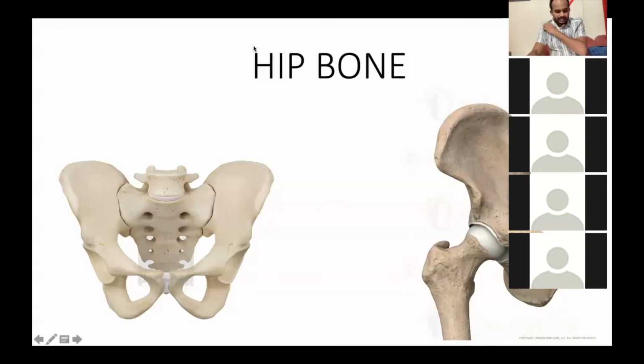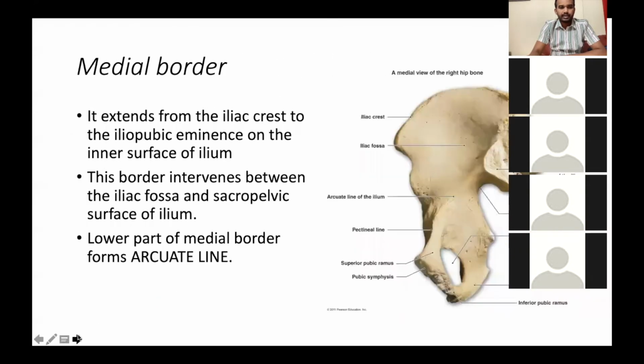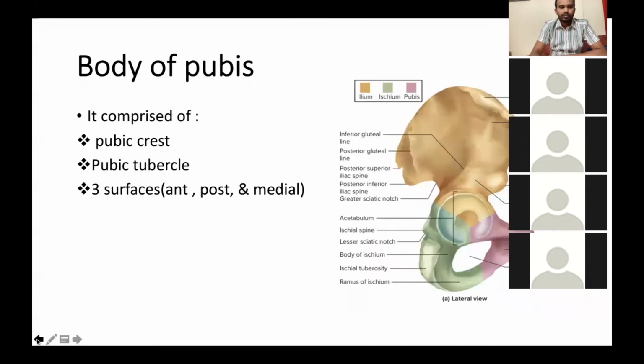So in the last class, yesterday, I discussed the ilium part of the hip bone. You all know that the hip bone is made up of three parts: number one is the ilium, number two is the ischium, number three is the pubis. Among these three, yesterday I discussed the ilium. Now for today, we will discuss the other part of the hip bone, which is the pubis.